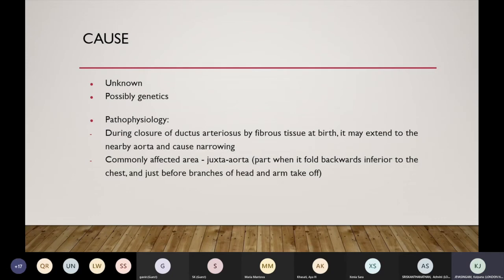The pathophysiology for coarctation: do you remember I said that in the fetal circulation we usually have a connection between the pulmonary artery and the aorta, which is called the ductus arteriosus. What is thought is, as part of the ductus arteriosus closure, the fibrous tissue at birth might narrow the aorta, acting like a stricture. The common area of the aorta affected is the juxtaductal region, where it bends from the ascending aorta into the aortic arch.